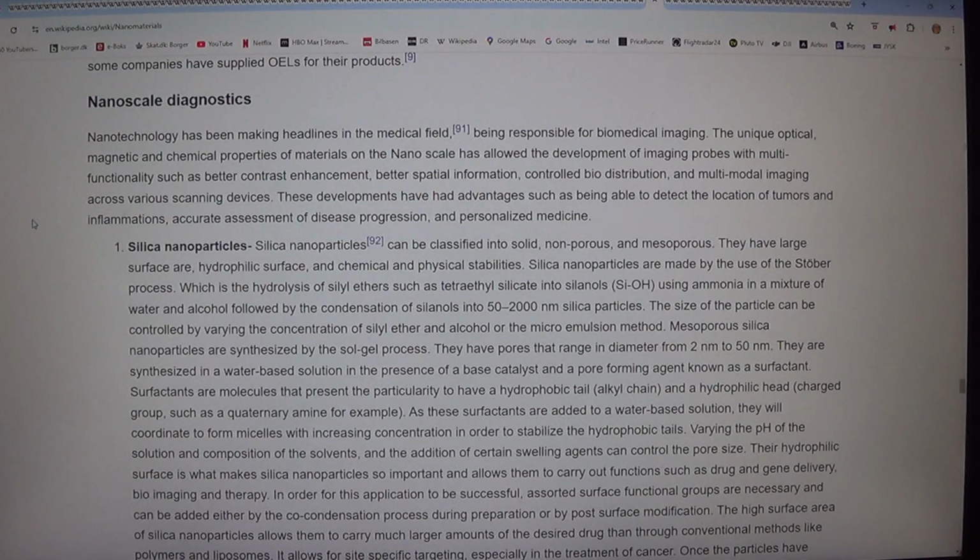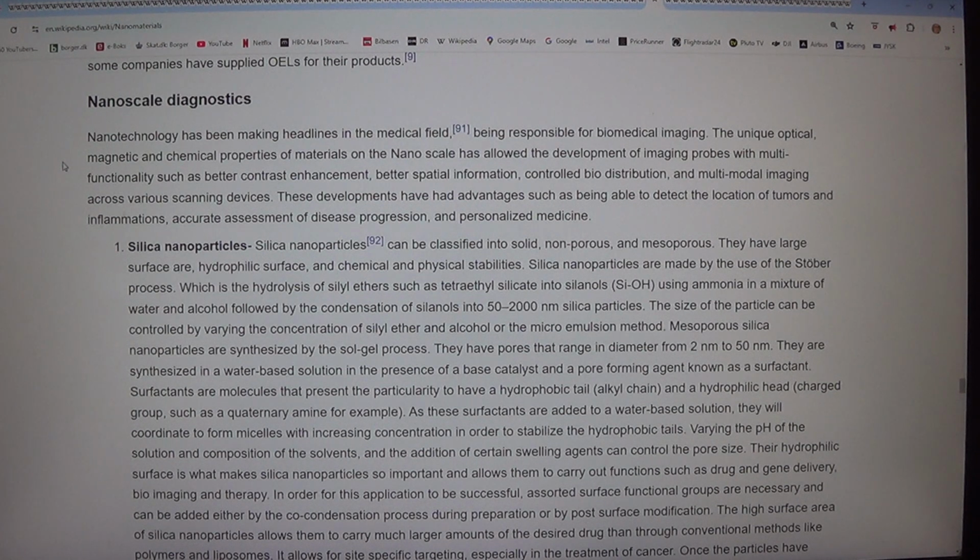Nanoscale diagnostics. Nanotechnology has been making headlines in the medical field, being responsible for biomedical imaging. The unique optical, magnetic and chemical properties of materials on the nanoscale have allowed the development of imaging probes with multifunctionality such as better contrast enhancement, better spatial information, controlled biodistribution, and multimodal imaging across various scanning devices. These developments have had advantages such as being able to detect the location of tumors and inflammations, accurate assessment of disease progression, and personalized medicine.